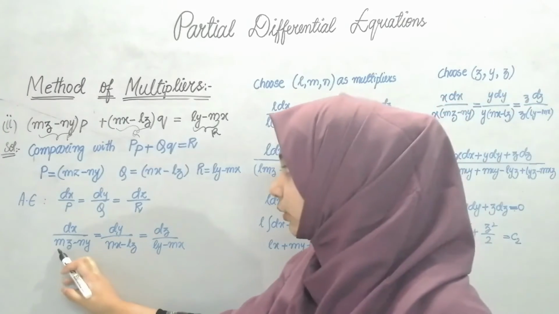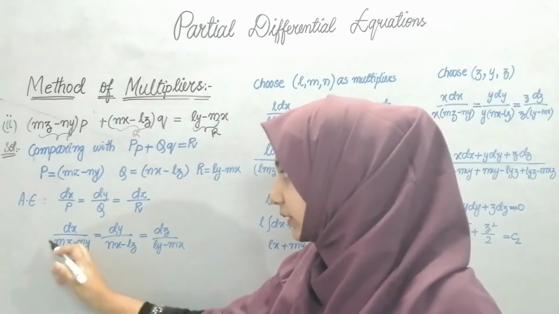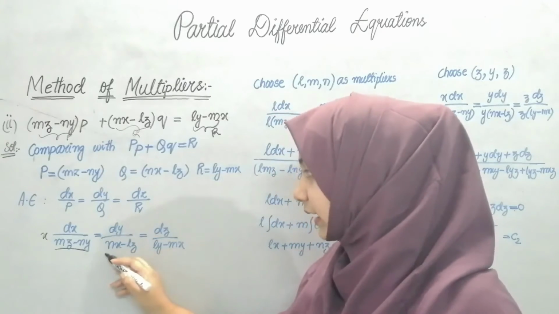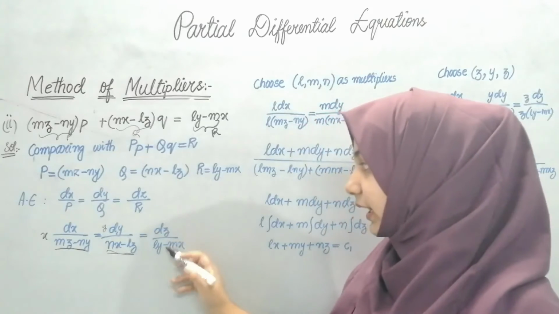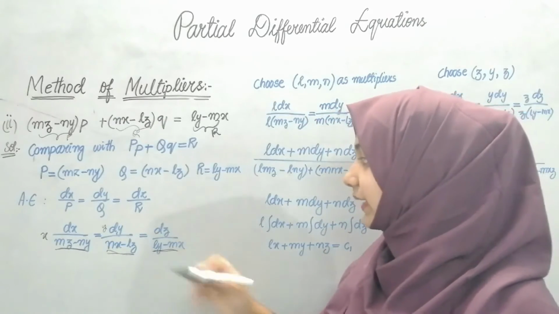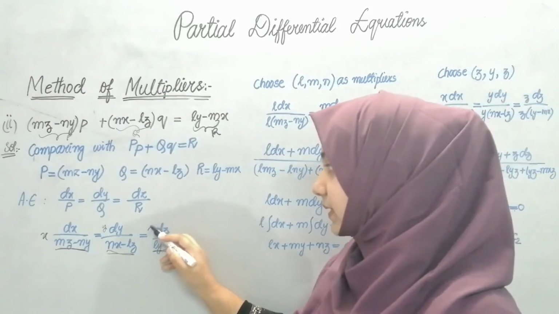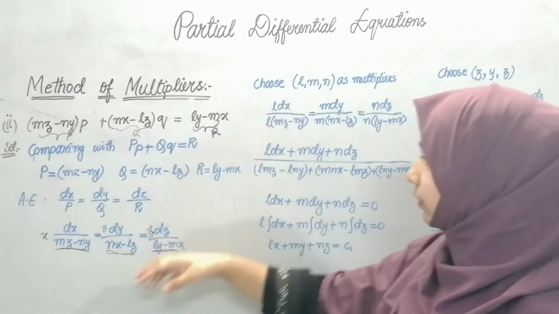So yes, as I just told, here I don't have any x term. So simply I'll multiply this numerator and denominator with x. Do I have any y term? No, I'll multiply this numerator and denominator with y. Here if you see, do I have any z term? No, so I'll multiply this with z. Simple, easy.